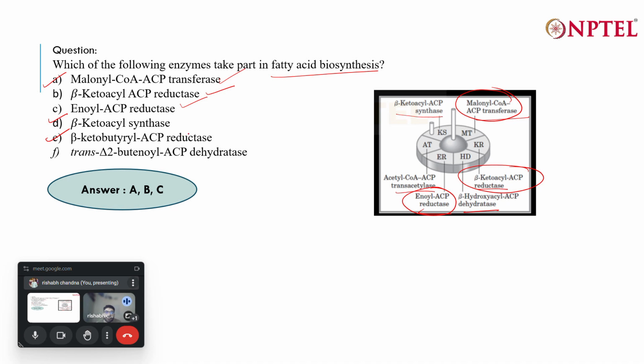Then we have beta ketoacyl ACP synthase, no, not that one. Then butyryl ACP reductase, no. Then we have trans delta 2 butanoyl ACP dehydratase, no. So these three enzymes are not there. So ABC is the correct answer. Okay.